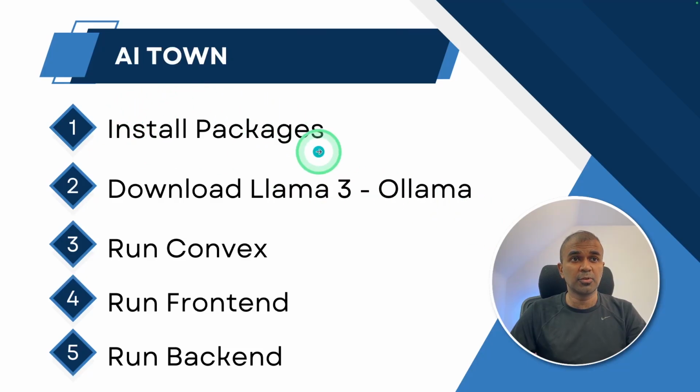First, we are going to install required packages. Next, we are going to download Llama 3 from Ollama. Also, we are going to install embeddings using Ollama. Next, we are going to run Convex, that is the backend as a service package. Then fourth, we are going to run the front end and finally the backend. So let's start with one.